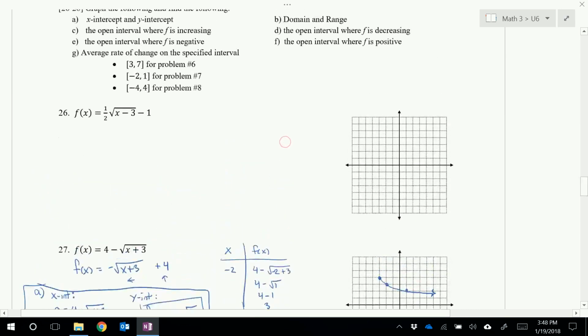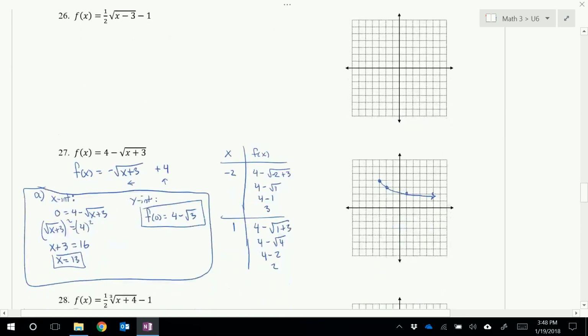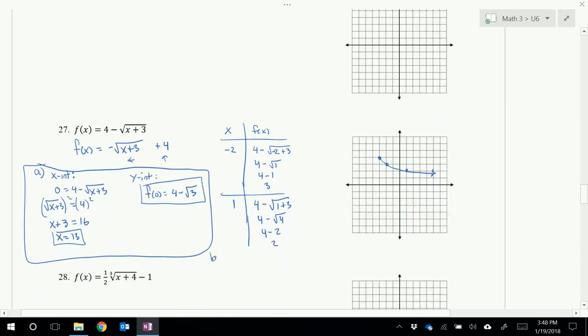Part B asks for the domain and range. Okay, so I'll put part B here. The domain starts at -3, goes to infinity. The range is as low as -infinity all the way up to a height of 1, 2, 3, 4. So that's part B.